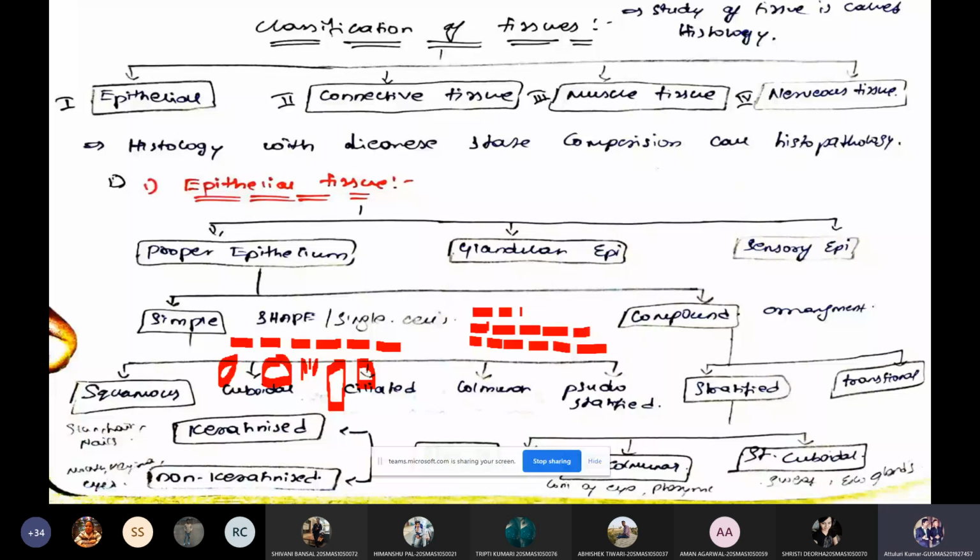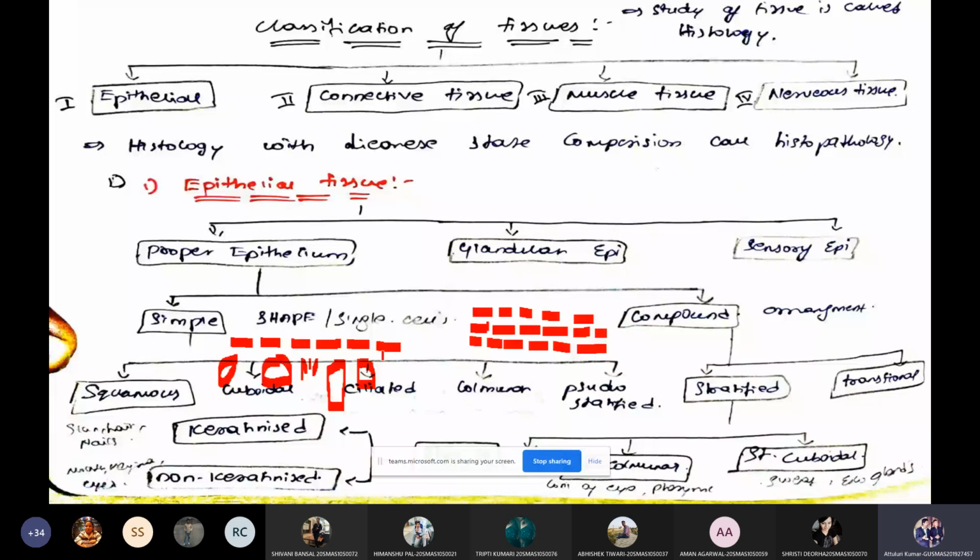So this is the major difference between simple epithelium and compound epithelium. Simple epithelium means only a single layer of cells, whereas compound epithelium means more than one layer of cells. That means more than two layers of cells can be stated as a compound epithelium. Is that clear for everyone, students? Yes, sir. Simple epithelium means single layer, whereas compound epithelium means multiple layers.